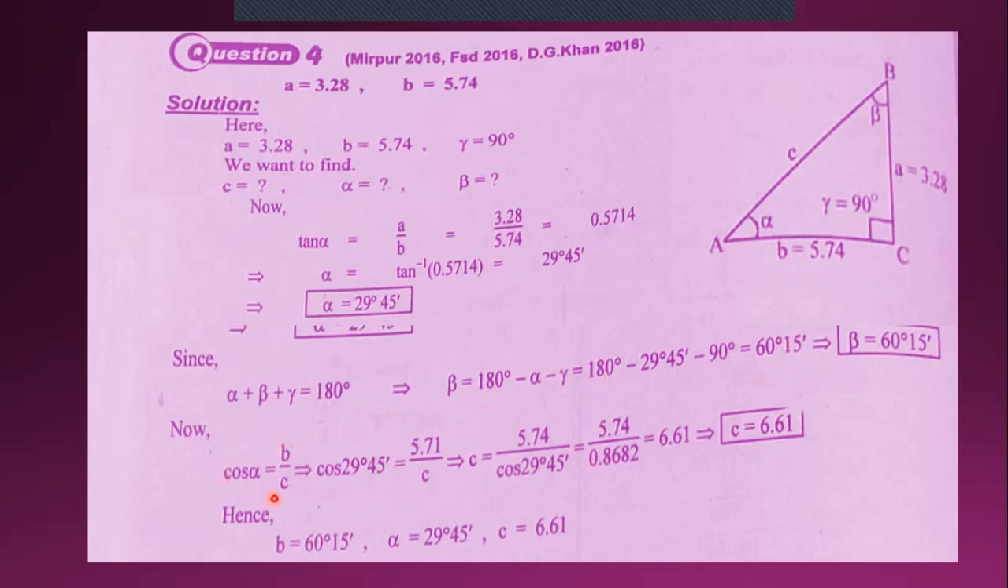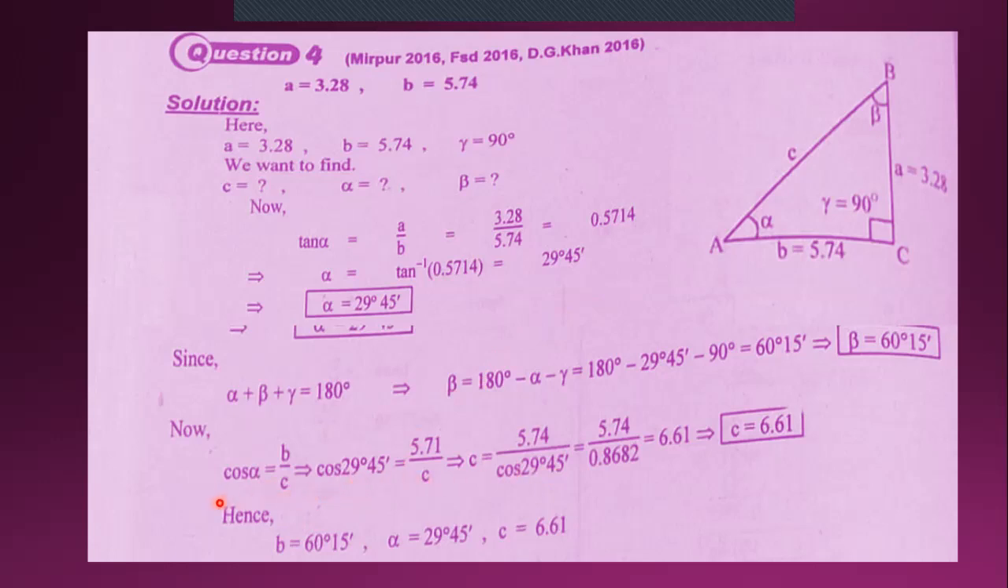Then is cos alpha. Cos alpha is equal to B by C, because A and B are given and you are to find the C. Here you can also use Pythagoras theorem. If you don't want to use these ratios, then you can find the C by using Pythagoras theorem, because C square is equal to A square plus B square. When we are having two sides, then we can find the third side by using Pythagoras theorem. But I find it easy to solve in such a way.